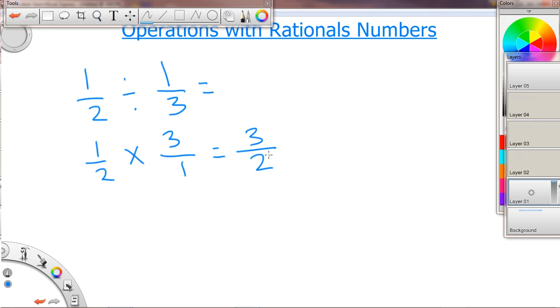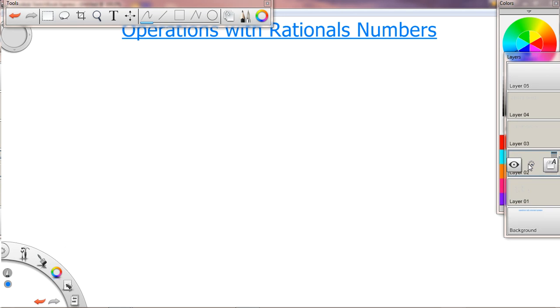My answer is 3 over 2, or 1 1/2. All right, so that was the problem very similar to 5b. Let's take a look here. This problem is very similar to 5c, the very next problem.